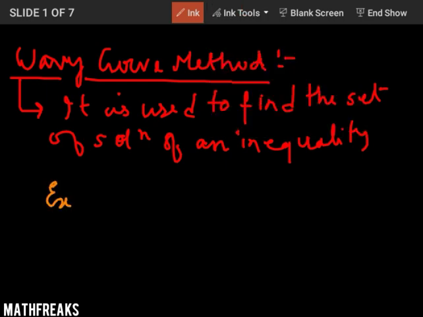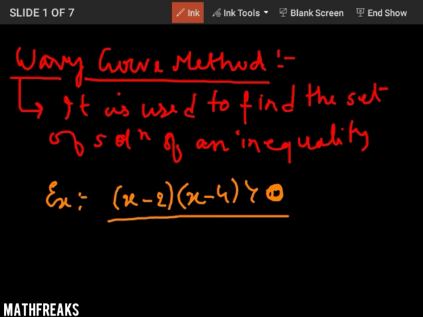For example, say we have x minus 2 multiplied by x minus 4 is greater than 0. I have taken here the factorized form, but in the questions it will not be in the factorized form. Rather, it will be an expression which you have to factorize. So first step is you have to factorize it. Let me write the step. Step 1, factorize it.